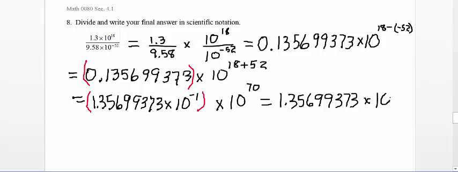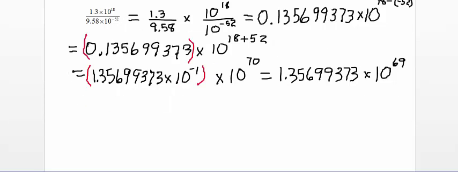So I recopy my 1.35699373. I multiply 10 to the -1 times 10 to the 70th to get 10 to the 69th. So my final answer is 1.35699373 times 10 to the 69th.